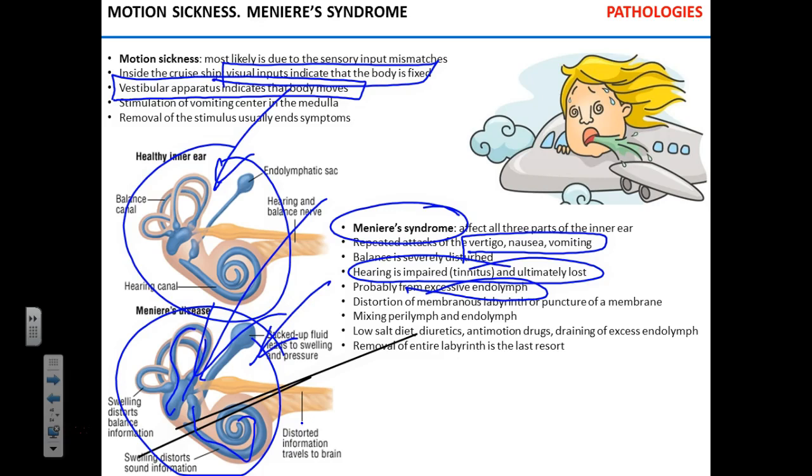It's more frequent than you think. 1 out of, I think, 400 people suffers from Meniere's syndrome. It is a disease of older people. It's common after the age of 60, about this. But it's not extremely rare. Okay?